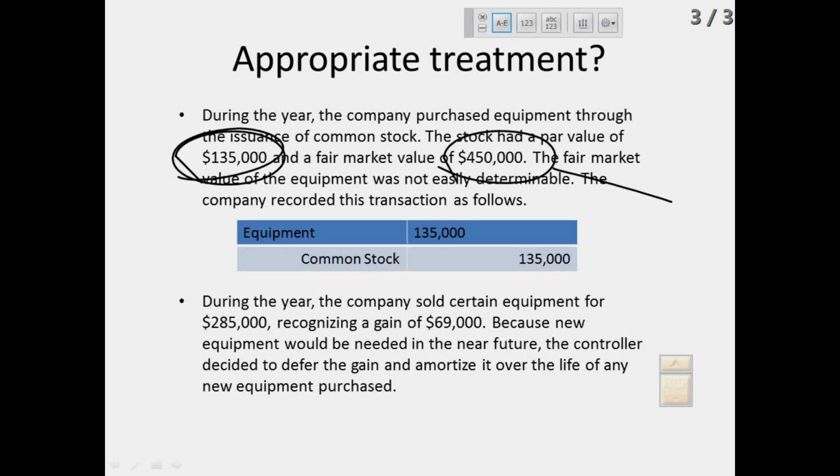Okay. During the year, the company sold equipment for $285,000, recognizing a gain of $69. Because they needed new equipment in the near future, they decided to defer the gain and amortize it over the life of the new equipment purchase. Is that the right thing to do? Should we? If you think yes, why? What principle, so now when I ask you something, you can't just say it's my gut reaction or I think I remember it from accounting 1, right? Tell me what we just talked about today that would say yes on this or no.